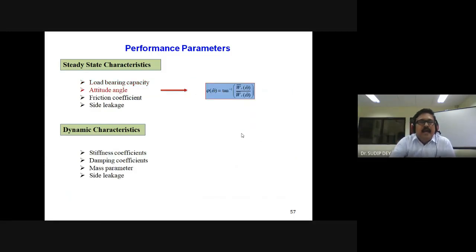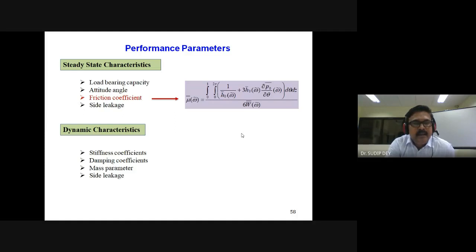After that we have the attitude angle. Next is the attitude angle, which is basically tan inverse of the ratio of the tangential load to the radial load. And again we have the friction coefficient value. For the friction coefficient we have this equation, and by solving this equation we can get the friction coefficient value.